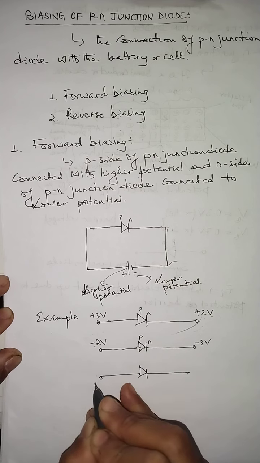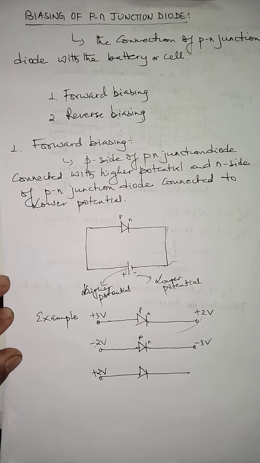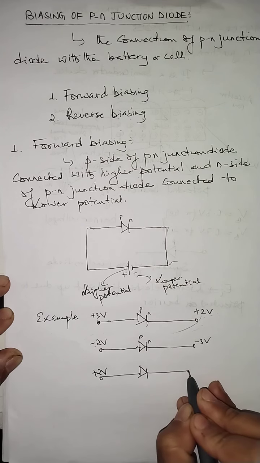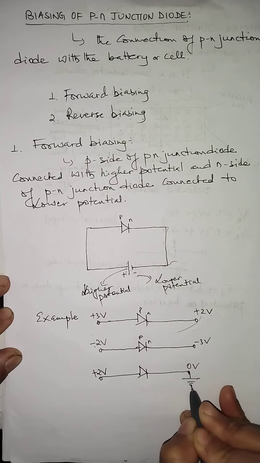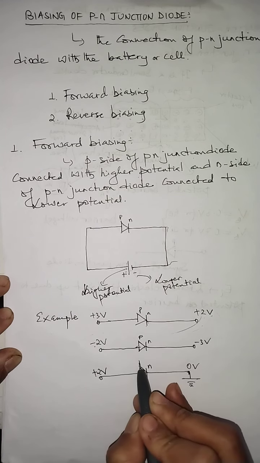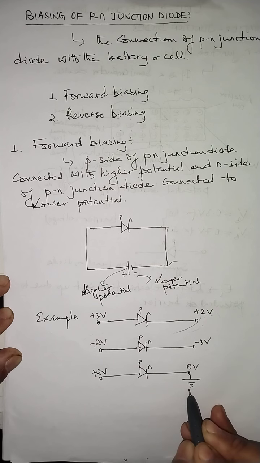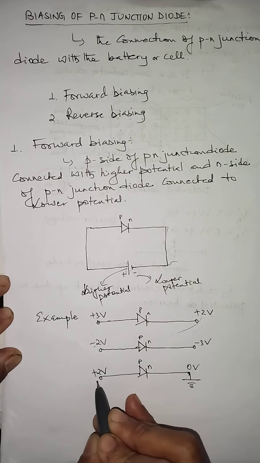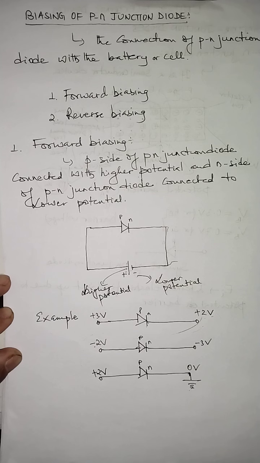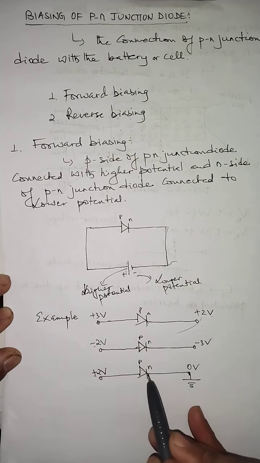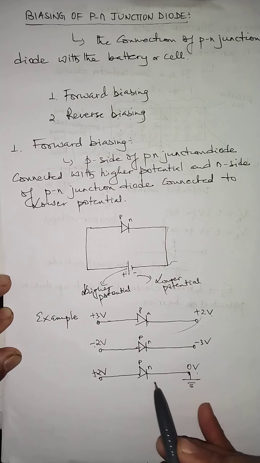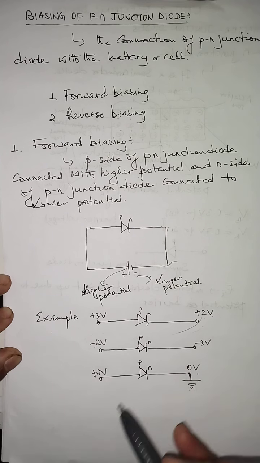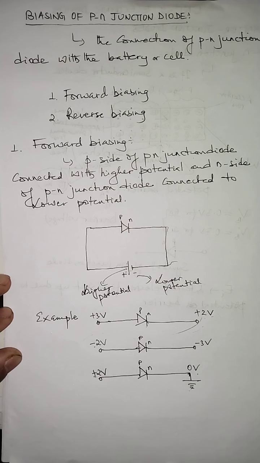So I connect the P terminal to plus 2 volt, and N connected with 0 volt. 0 volt means I connect this to grounding, earthing. If the N terminal of the PN junction diode is connected to earthing or grounding, and P is connected to plus 2 volt, then this is also under what bias? Forward bias. So the PN junction diode is under forward bias when P is connected to plus 2 volt and N is connected to 0 volt, or we connect the N terminal to earthing. This is also the example of what? Forward biasing. Okay, and I go to the last example.